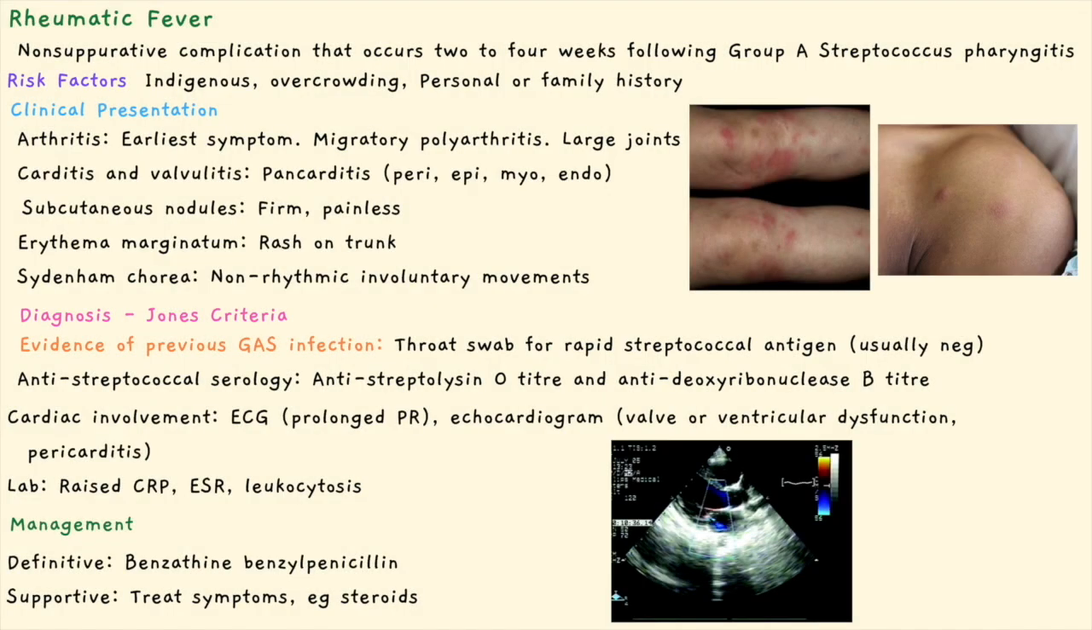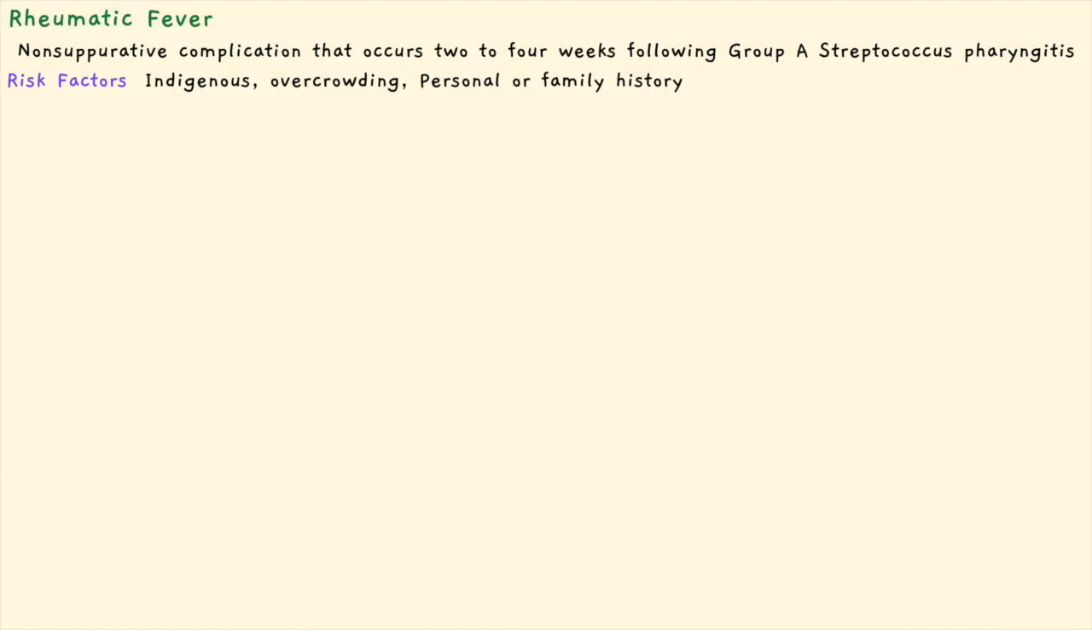This video is on rheumatic fever. Rheumatic fever is a non-suppurative complication that occurs 2 to 4 weeks following group A streptococcus infection. Usually this is pharyngitis, so a sore throat. A non-suppurative complication means that it is not directly related to the infection with pus or abscess formation.